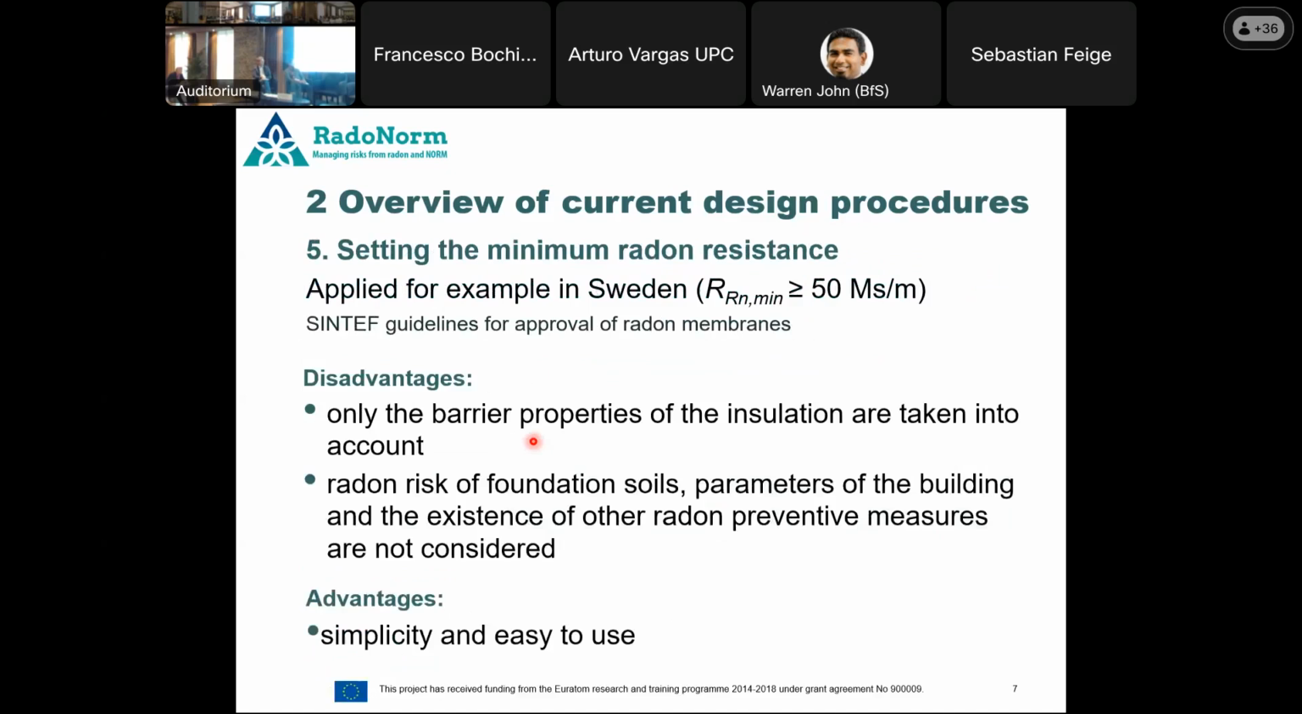In Scandinavian countries, they usually follow the SINTEF guideline for approval of radon membranes. They prescribe the minimum radon resistance by one value, and this is 50 megaseconds per meter. So this approach is in fact very easy to use. It's a simple approach, but it does not take into account other parameters such as the category of radon-prone area, or the type of the building, or the presence of other measures against radon, such as subsoil ventilation, and so on.